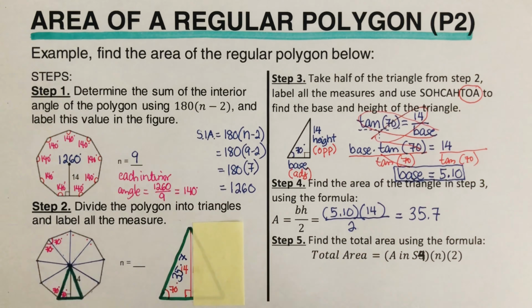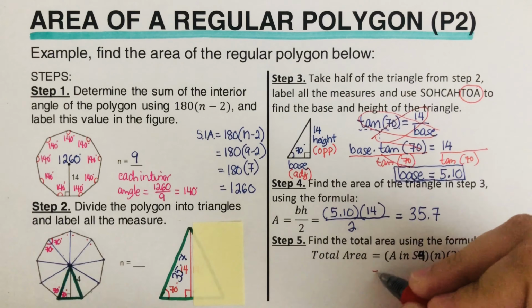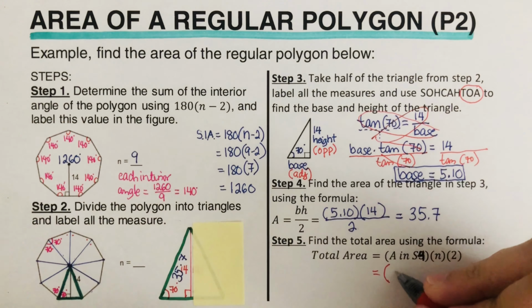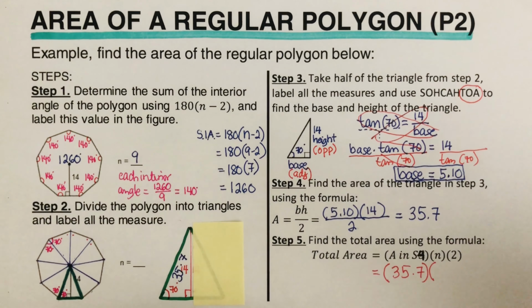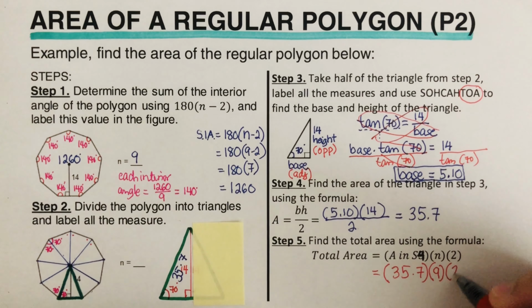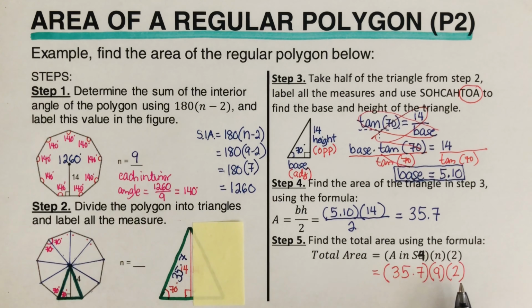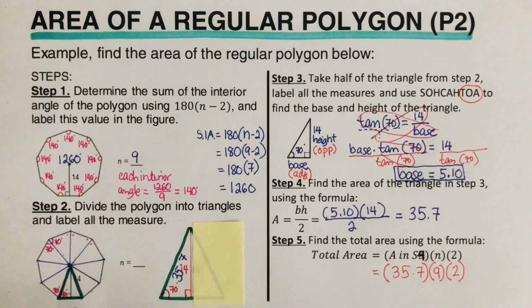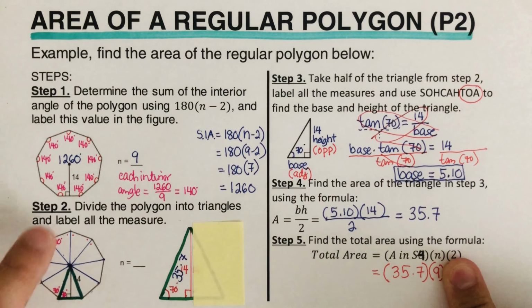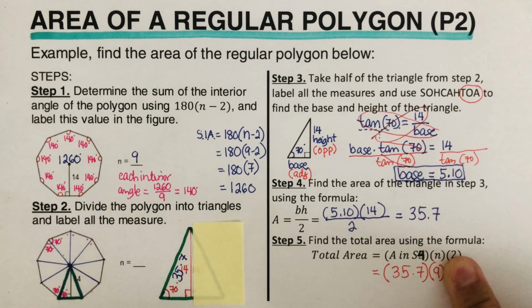To find the total area here, we're going to use this formula right here. That would be the area that we got in step 4, which is 35.7, times the n. That means the number of sides. So we have 9. And then multiply it by 2. Again, others are going to ask, why do we have to multiply that by 2? Because remember, this 35.7 is just half of the triangle. And for every side length, which is n, there are 2 of them. So we're going to multiply by 2. If you don't multiply this by 2, we're getting the area of only half of this green triangle. So we have to multiply it by 2.